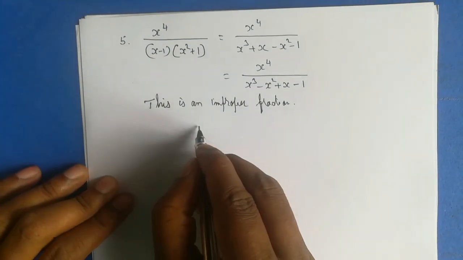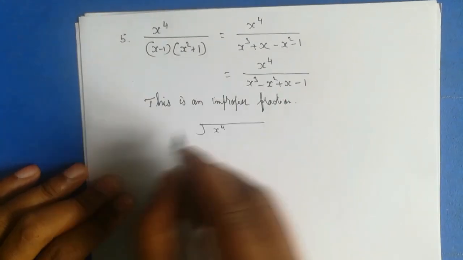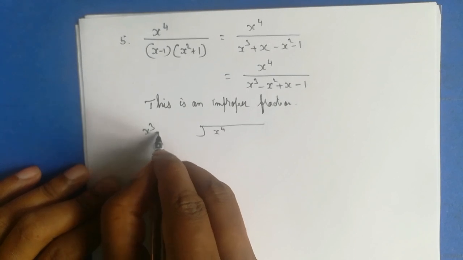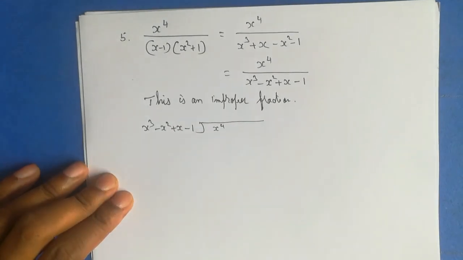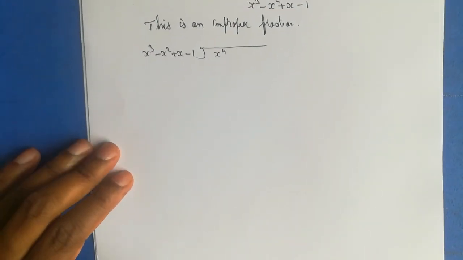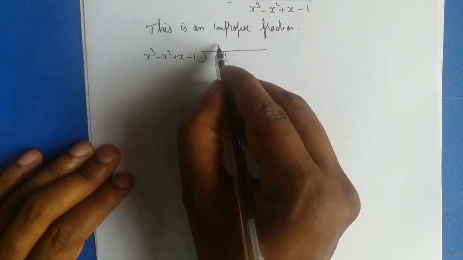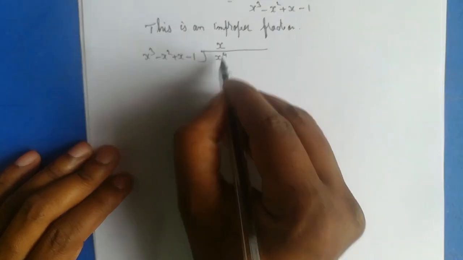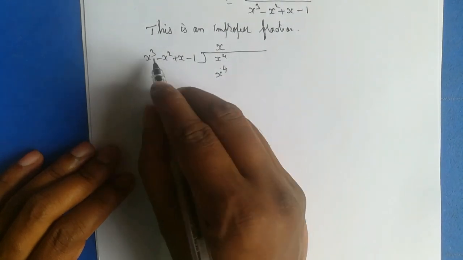Now we'll divide this. (x⁴), this is (x³) − (x²) + (x-1). Put some term here. If you multiply, we should get this. So (x³) · (x) = (x⁴). Multiply x throughout.